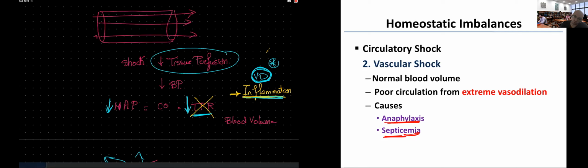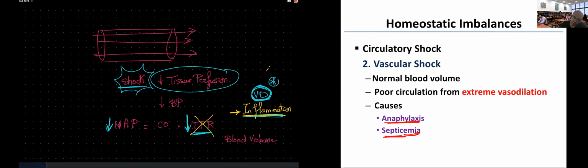A drop in the tissue perfusion is what we're going to call here shock. So again, what type of shock are we looking at in here? It's a shock caused by the dilation of the vessels. So the reason for the shock is the blood vessels. So we're going to call this vascular shock.